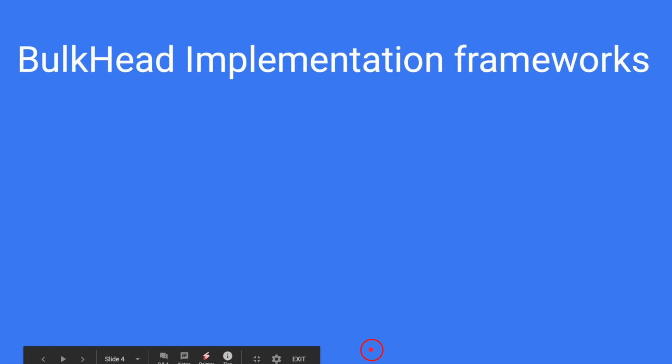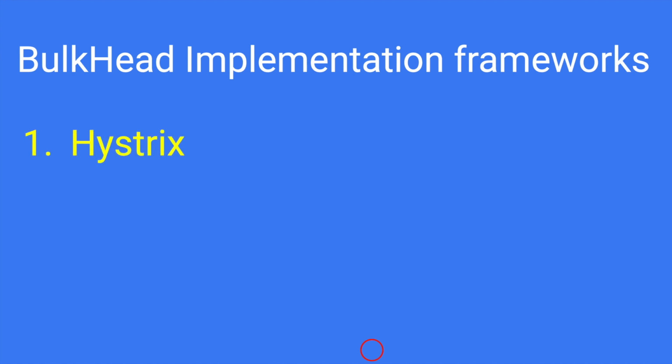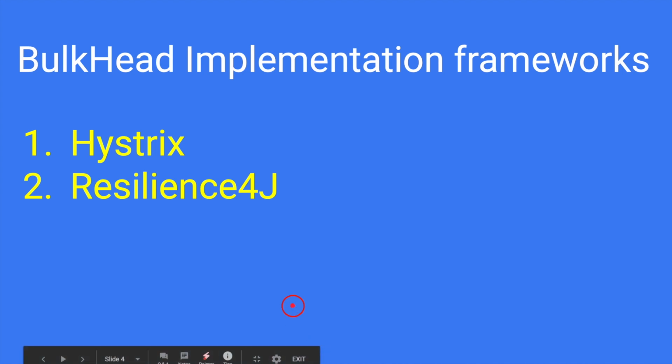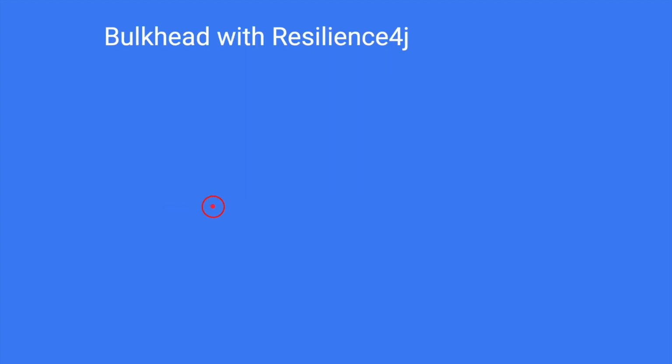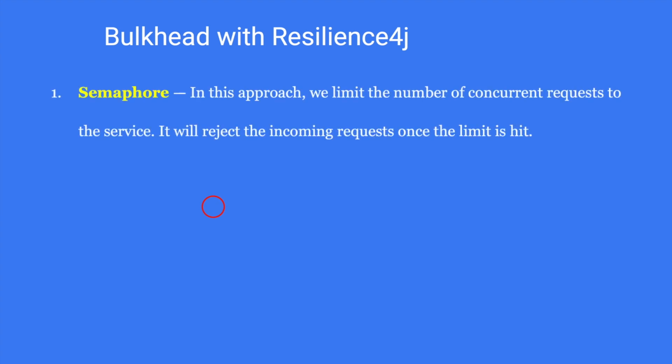To implement the bulkhead design pattern, we have different frameworks. The first one is Hystrix and the next one is Resilience4J. But Netflix recommends using Resilience4J instead of Hystrix because Hystrix is in maintenance mode. So you can use Resilience4J. If you want to use Resilience4J with the bulkhead, there are two types. One is semaphore. In the semaphore approach, we limit the number of concurrent requests to the service, and it will reject incoming requests once the limit is hit.